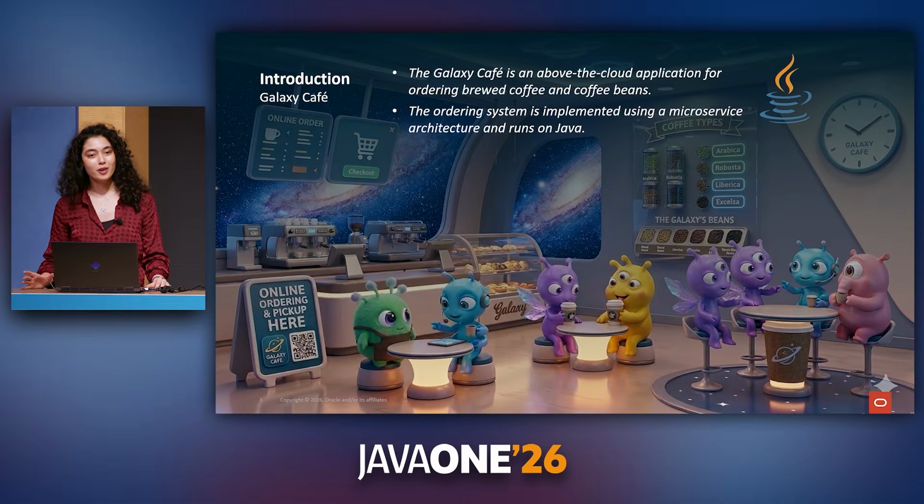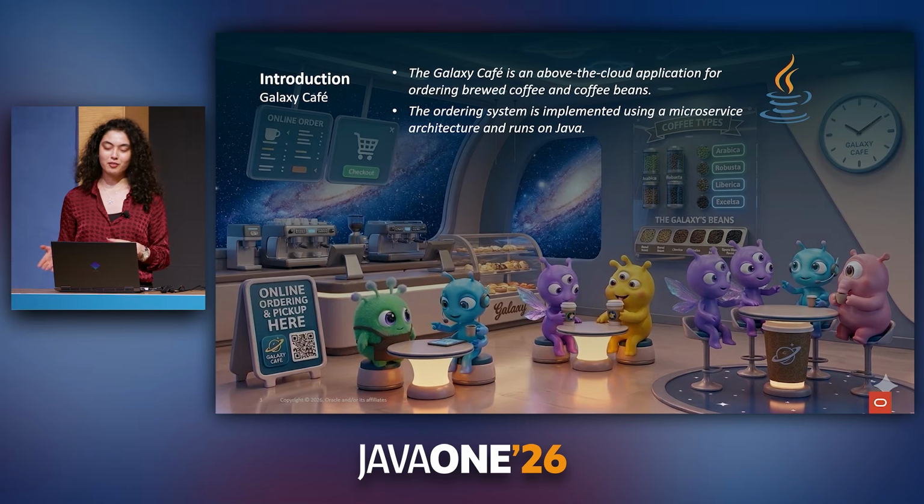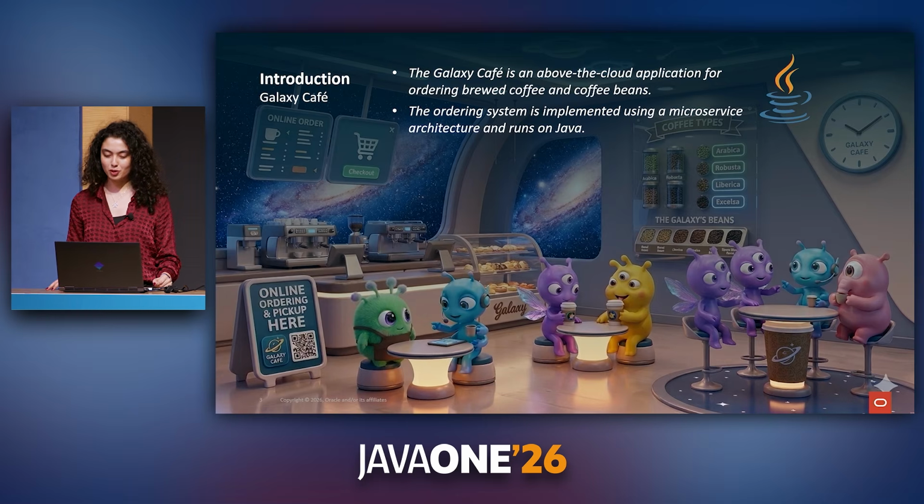It's a cafe somewhere out there in the universe where aliens hang out and order coffee. But as you can imagine, it might not be very practical to travel across galaxies to just order a cup of coffee. That's why Galaxy Cafe also supports online ordering and shipping. And their ordering system is designed as an above-the-cloud application. And it is built using microservices architecture, and everything is running on Java.